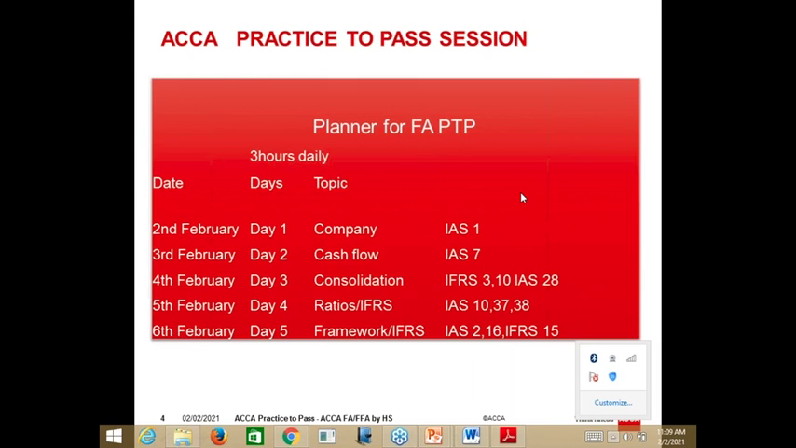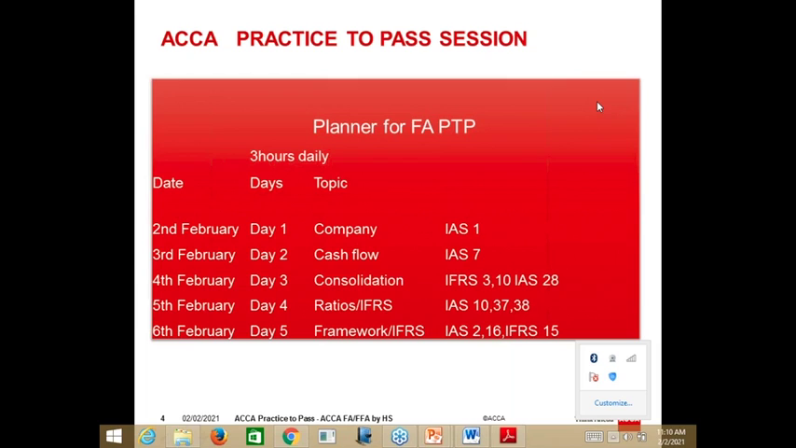Believe me and trust me, if you follow all the directions which I am giving you, you can pass this examination on the first attempt, inshallah, in the month of February. I will make sure that you can pass this paper with very good marks, but you have to strictly follow the plan that I'm sharing with you.